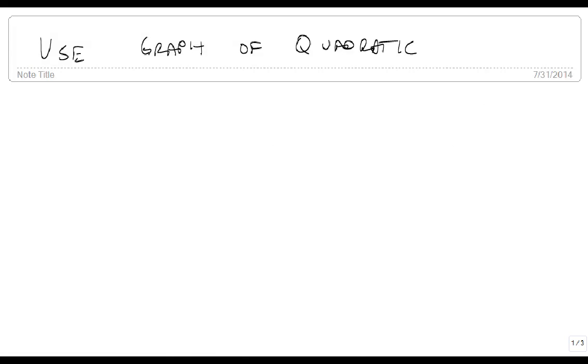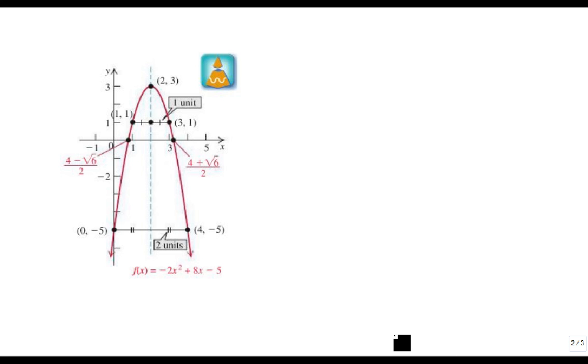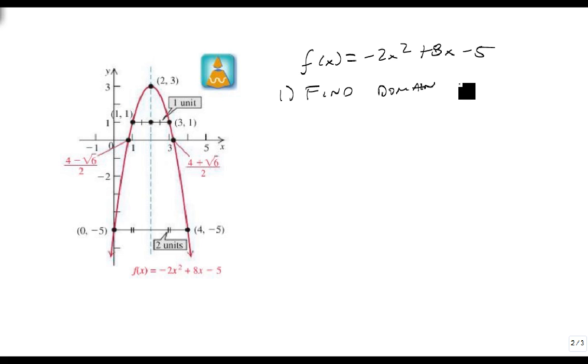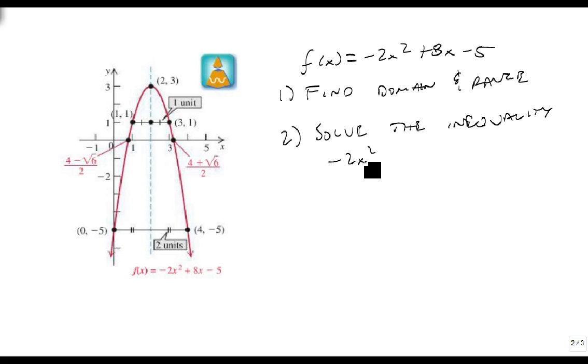We're now going to use the graphs of quadratic equations to find information about the function. And so we're going to start with the graph found here. And this graph is a graph of the function f of x equals minus 2x squared plus 8x minus 5. So what we want to do is we first want to find the domain and range of the graph using just the graph, and then we want to solve the inequality minus 2x squared plus 8x minus 5 is bigger than 0.